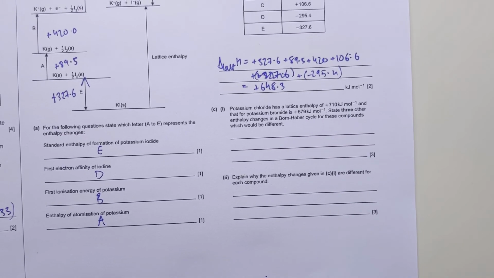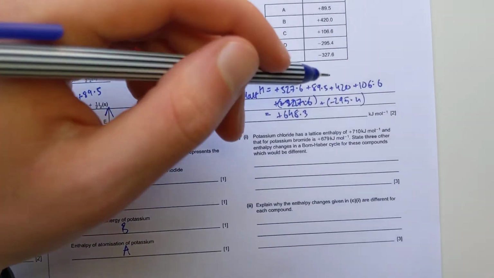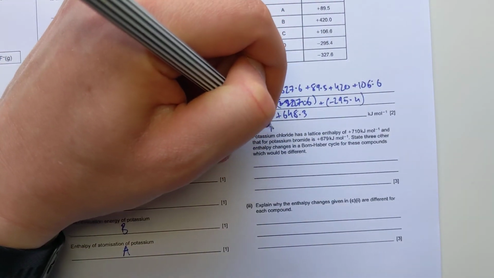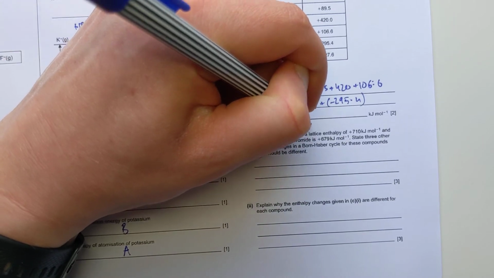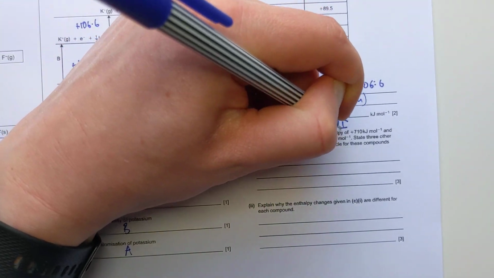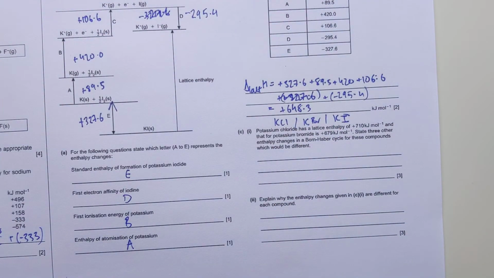Now we've got some theory questions here at the bottom, which is unusual. Potassium chloride has a lattice enthalpy of plus 710 kilojoules per mole, and for potassium bromide it's 679. State 3 other enthalpy changes in the Born-Haber cycle for these compounds which would be different. So what we're comparing here, we've got potassium iodide. It's talking about potassium chloride, potassium bromide. So we're comparing KCl, KBr, and KI. So we're asking for 3 values that will be different.